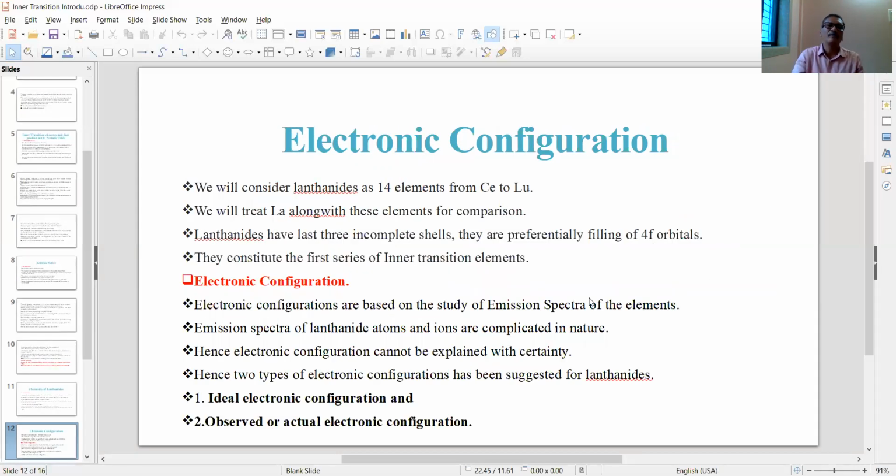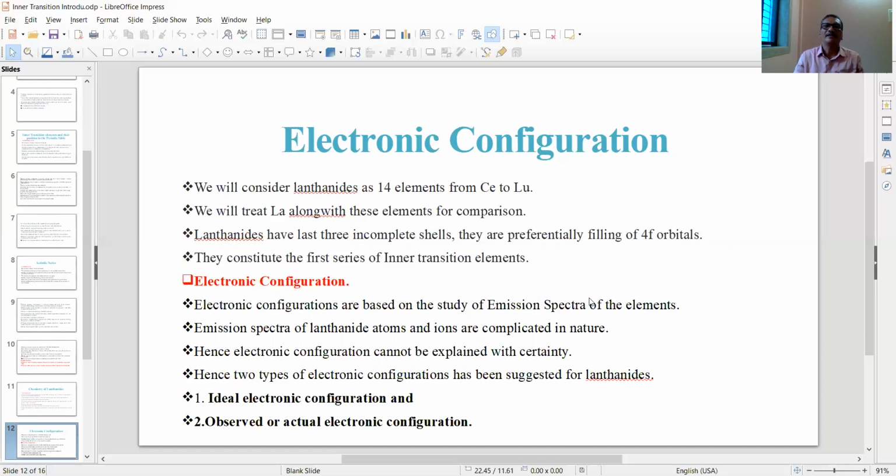Now we are going to study the important property of electron configuration, and based on electron configuration, some of the properties we are going to discuss in our next lecture. We will consider the lanthanides as f-block elements. So the question now arises whether lanthanum is an f-block element or not. We will consider the lanthanides as f-block elements, from cerium 58 to lutetium 71. We will treat lanthanum along with these elements for comparison purposes. This is atomic number 57. Lanthanides have three incomplete shells. They are preferentially filling the 4f orbitals. So they constitute the first series of the inner transition elements.